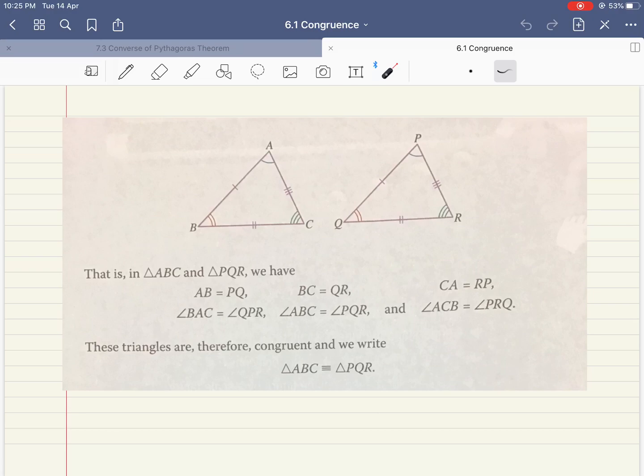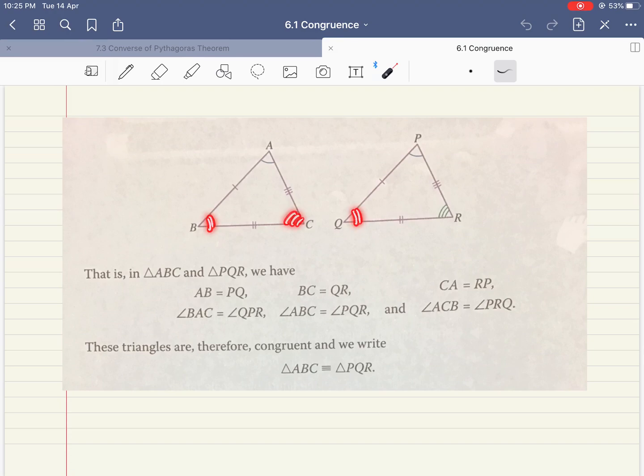Okay, now on the next page, what we can see is this. We talk about triangle ABC and PQR. For congruent figures, all the corresponding sides will be the same. For example, AB will correspond to PQ. They have the exact same length. AC will correspond to PR. They have the exact same length. BC and QR, they have the exact same length.